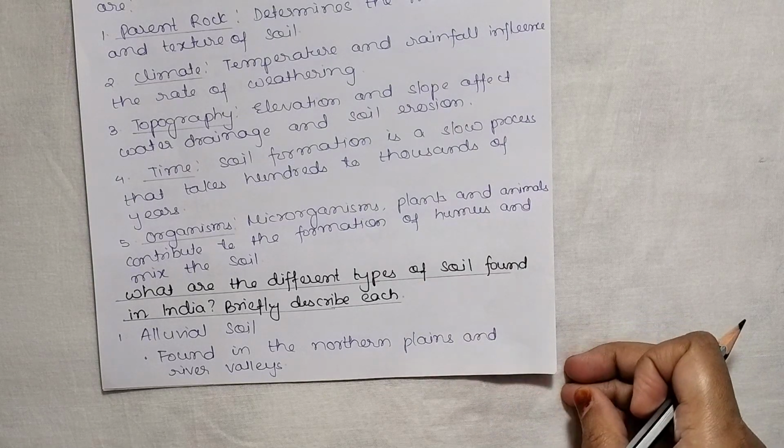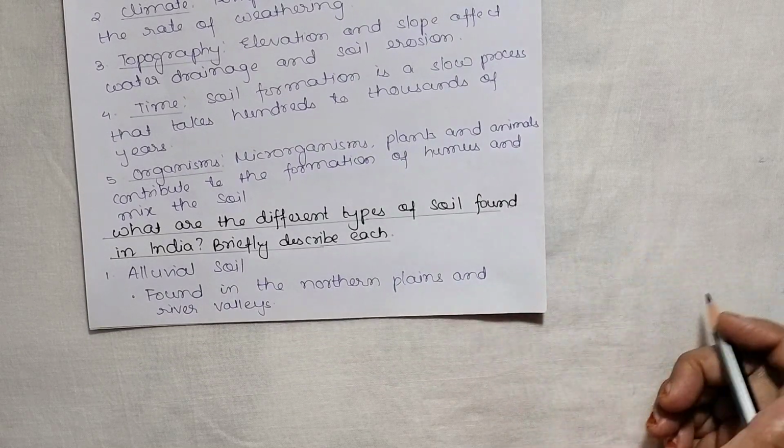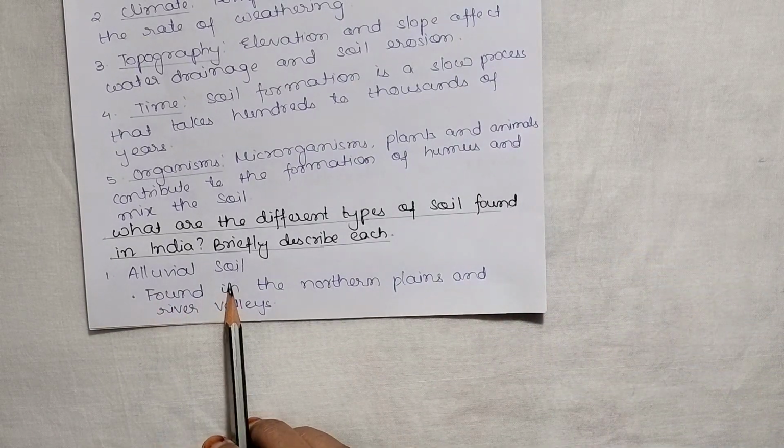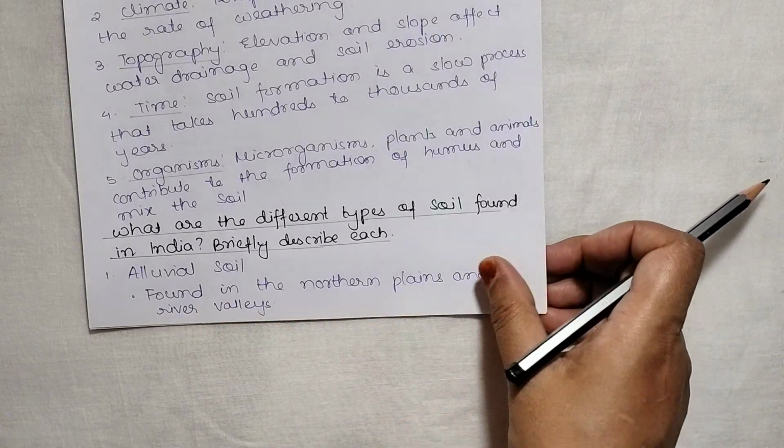Now, let us see what are the different types of soil found in India. Briefly describe each. So the first one is alluvial soil. It is found in the northern plains and river valleys.